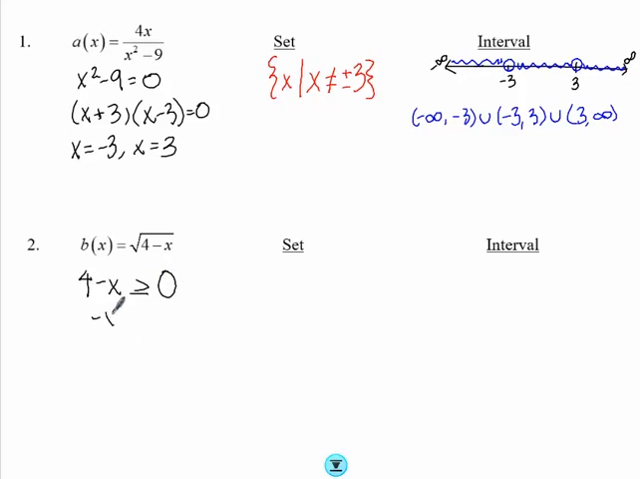We subtract 4 from both sides and then divide by negative 1. Remember that when you divide by a negative, you have to switch the direction of the inequality. So we have that our domain will be all x values where x is less than or equal to 4. So when we write this in set notation, we just say the set of all x values such that x is less than or equal to 4.